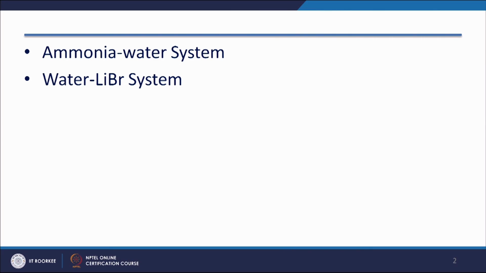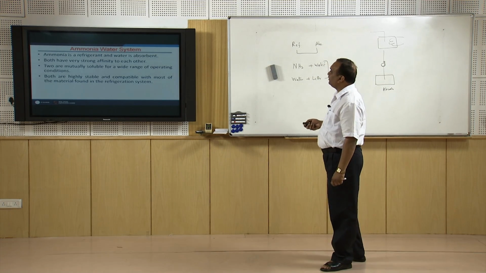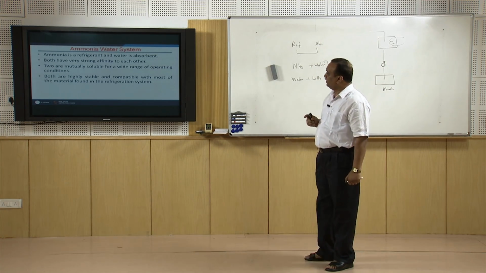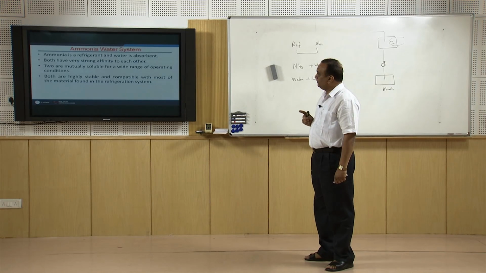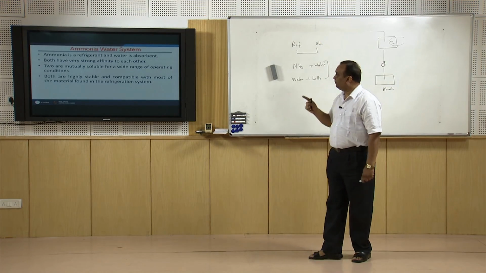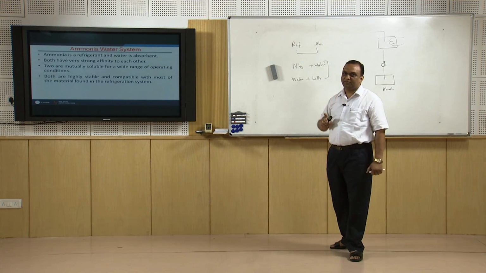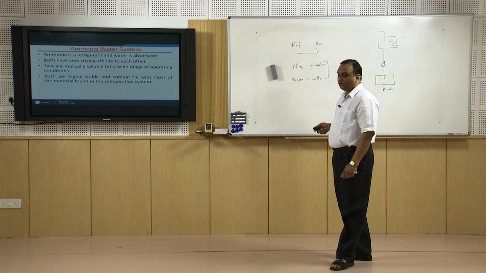In the ammonia water system, this combination is taken because ammonia is a refrigerant and water is an absorbent, and they have very strong affinity to each other. The two are mutually soluble for a wide range of operating conditions, especially those existing inside the system. Both are highly stable and compatible with most of the materials found in the refrigeration system, except copper. Copper is not compatible with ammonia. So, wherever ammonia is used, copper fittings are not used.